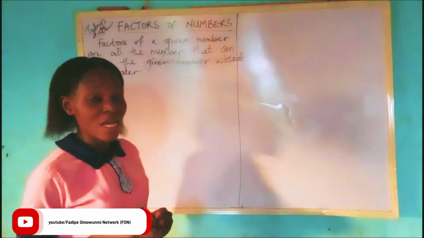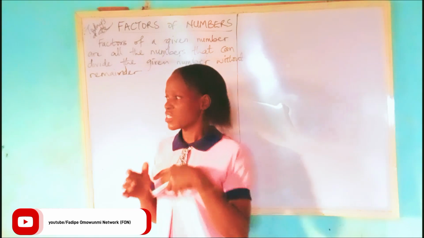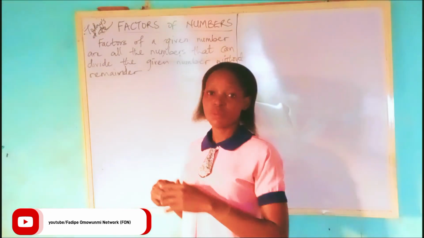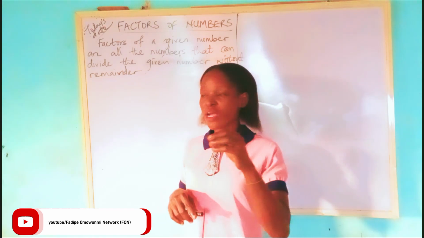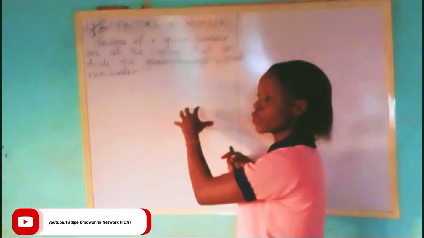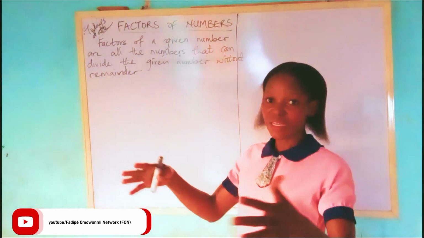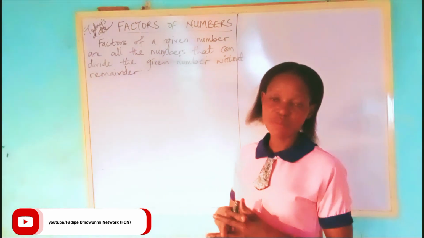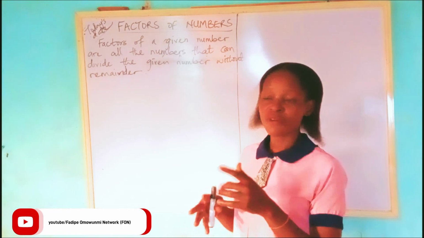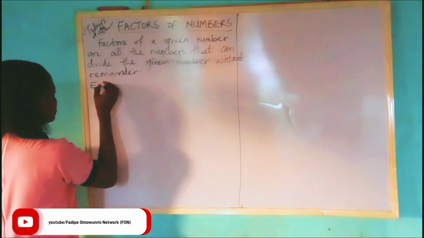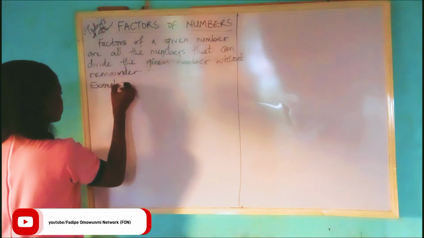So what I'm trying to say in essence is that if I should say that this number is a factor of that number, when you use it to divide the number you are given, it will not give you remainder. That means it will divide it straight. So that number that divides that number straight is a factor of that given number. Let's go to examples so that you can understand better.